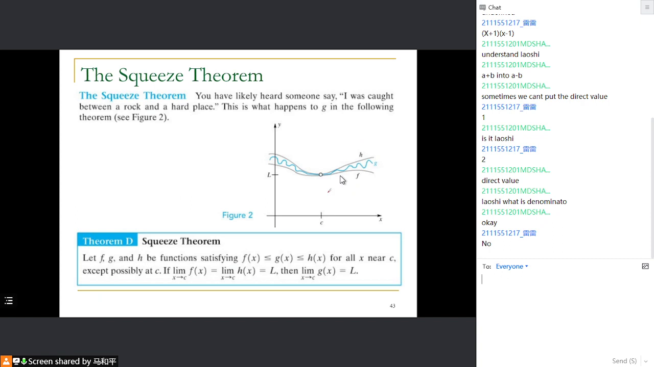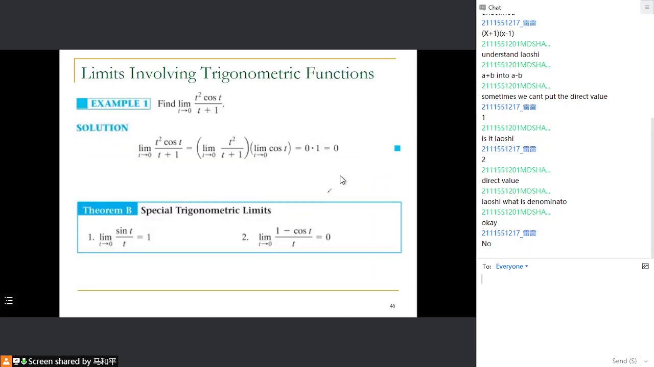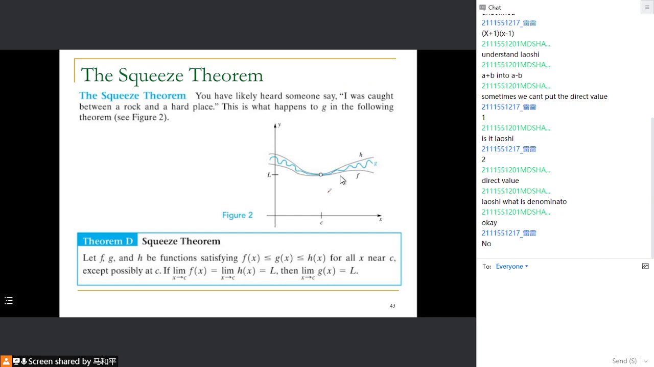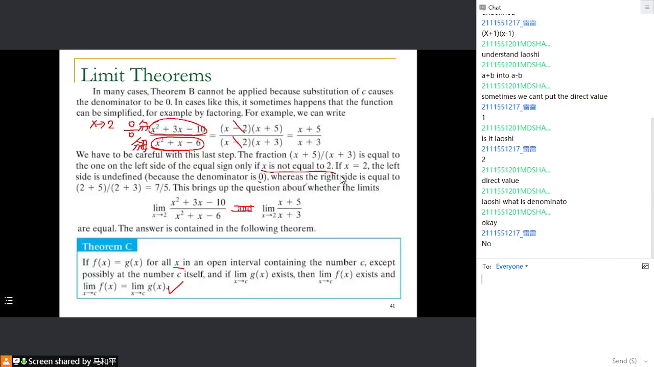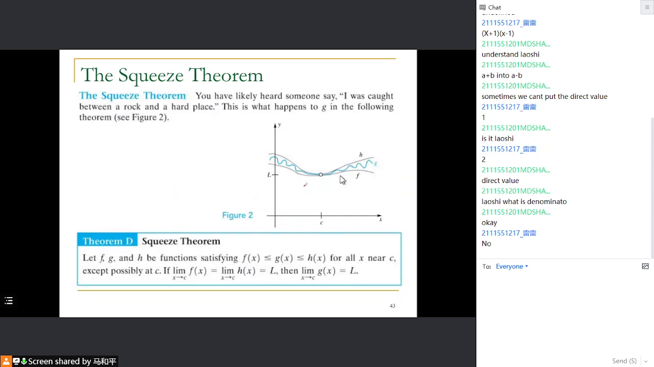Okay, we will learn the squeeze theorem later. Maybe we should have learned this last time, because I just introduced this theorem. You have likely heard someone say, "I was caught between a rock and a hard place." And this is what happened to G in the following theorem.